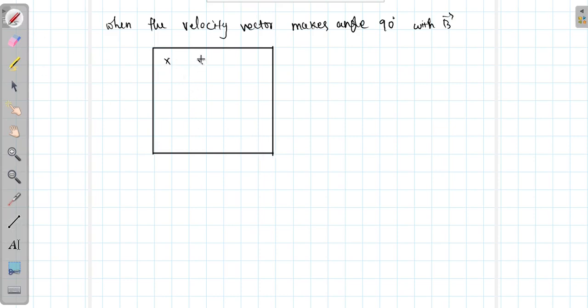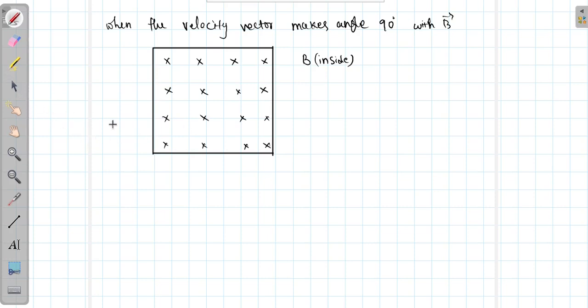Okay, here the magnetic field is passing into the plane. Suppose you look at your textbook or notebook, the field is passing into the plane of paper normally. B is inside. It is passing inside the plane of paper.